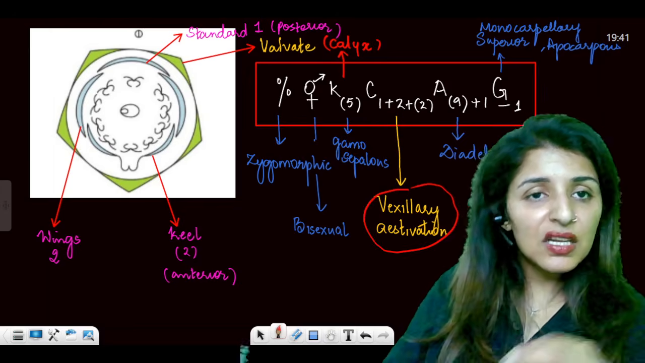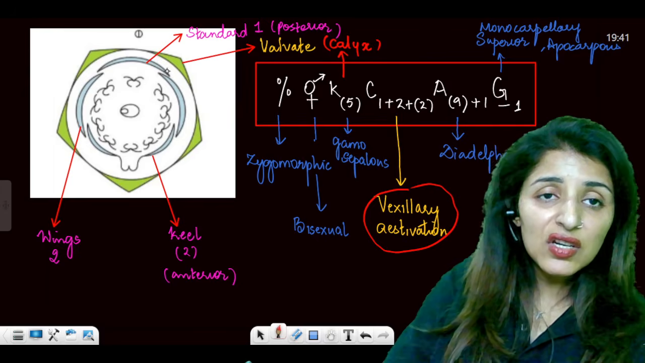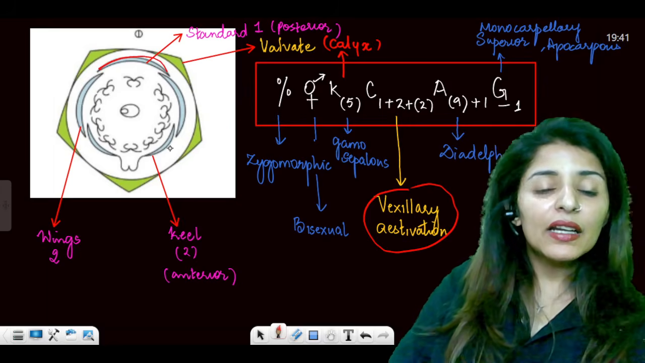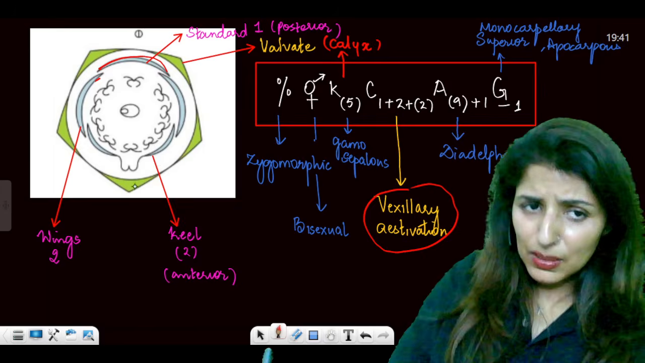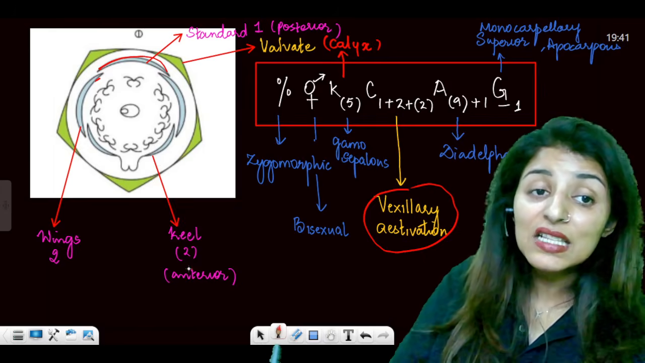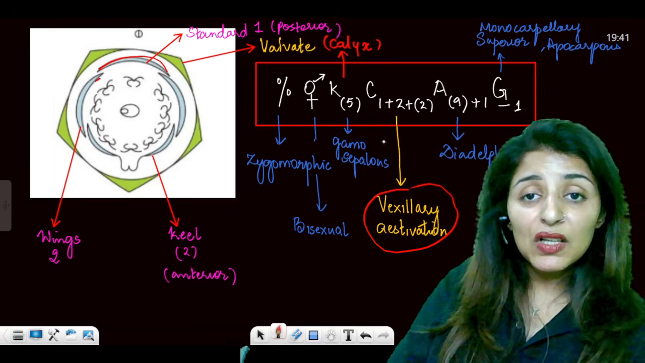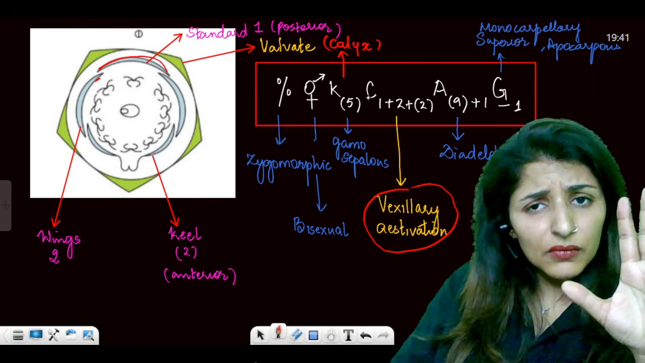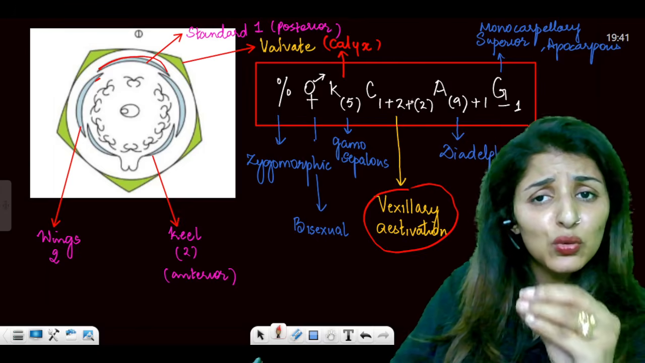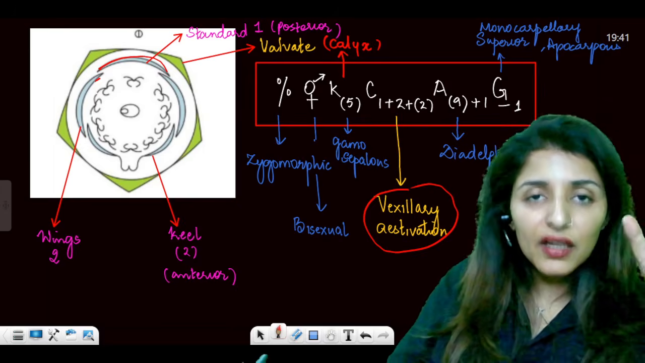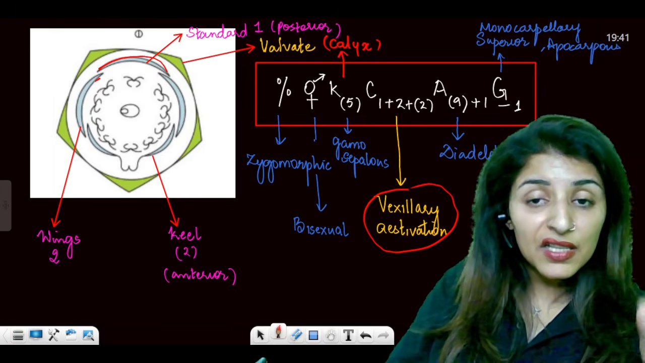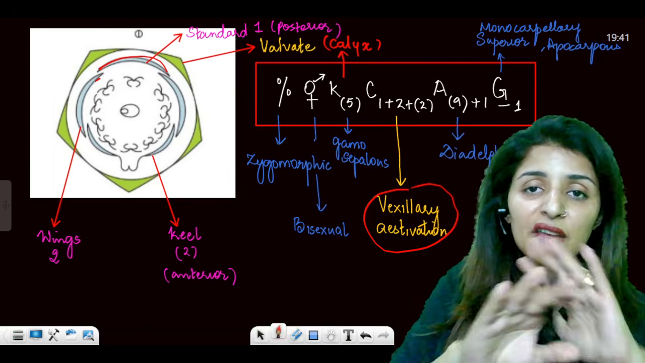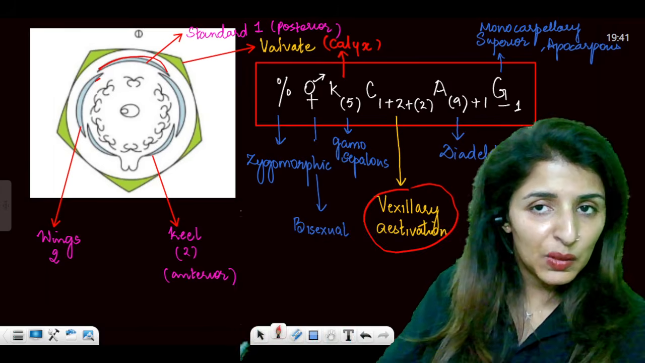What is vexillary estivation? See, it has one standard, the largest one, and then there are two laterals smaller than that, and then there are the smallest petals which are known as keel, and these are fused. So this is how we write vexillary estivation. The moment you see this combination C is 1 plus 2 plus 2 fused, just write down Fabaceae. Is that clear? It is the vexillary or papilionaceous estivation. You will not see this estivation in any of the other families in your syllabus, right?